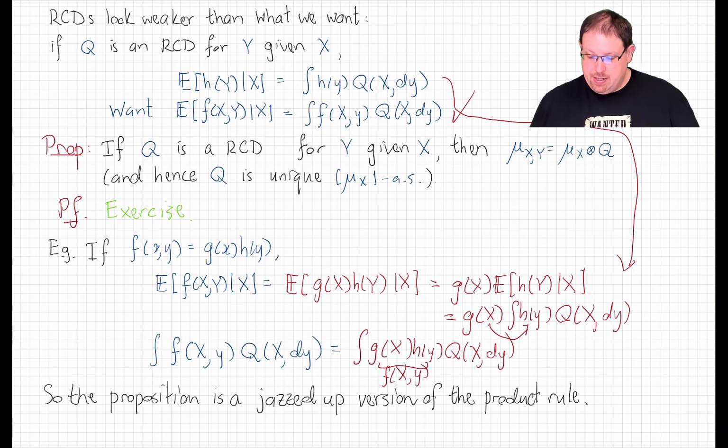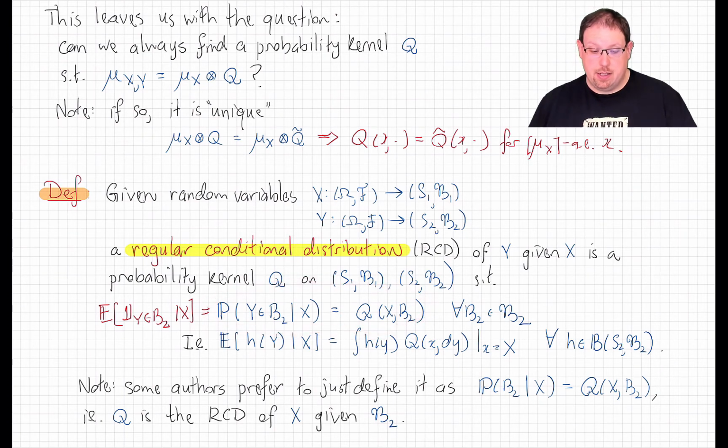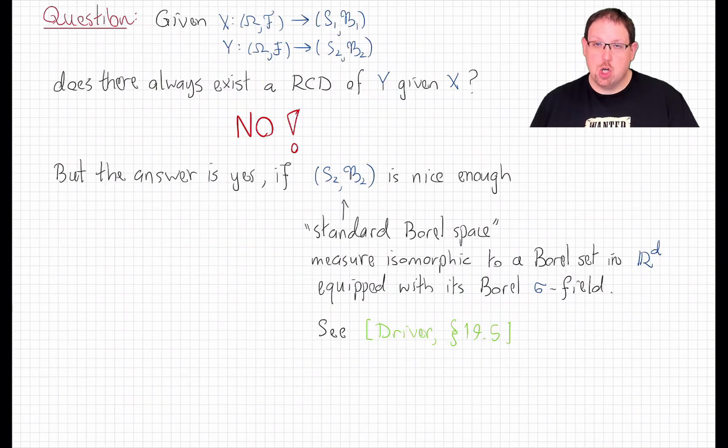Now, I've simplified the definition. At first, we wanted to have this factorization property. Now we want this property here, which looks a little simpler, but in fact we see is equivalent. Either way, the question still stands. Given a pair of random variables, does there exist a regular conditional distribution, which therefore means we have this factorization property and can so express the conditional expectation of a function of x and y given x? The answer is no. There does not always exist a regular conditional distribution.